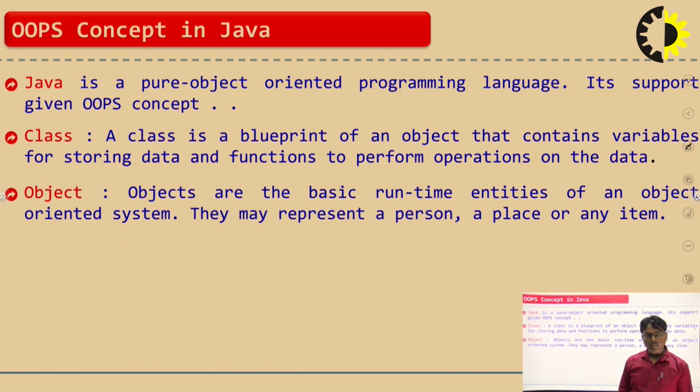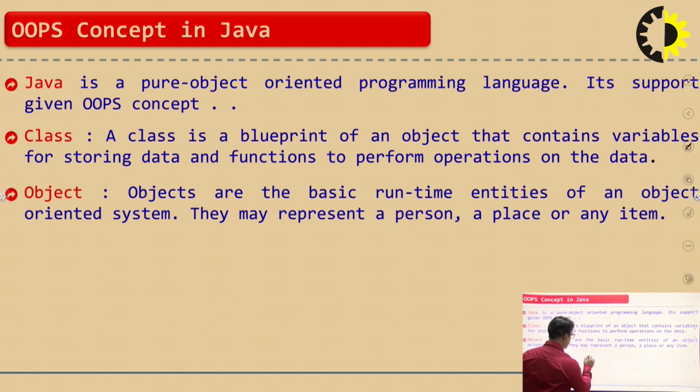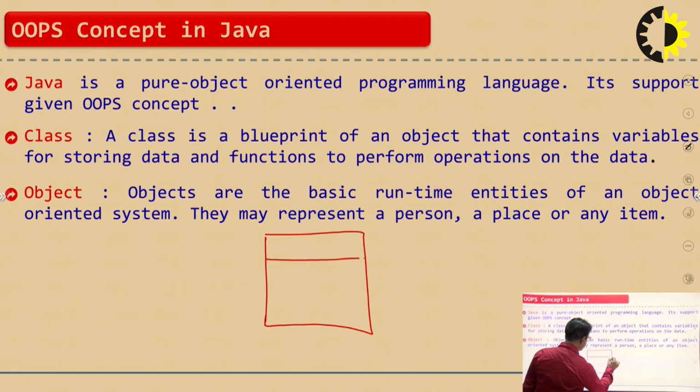Now, what exactly is a class? A class is a blueprint of an object that contains variables for storing data and functions to perform operations on the data. If we want to represent it simply in a class diagram, we use a block. This block represents a class, and a class can have any name. For example, XY is the name of the class.